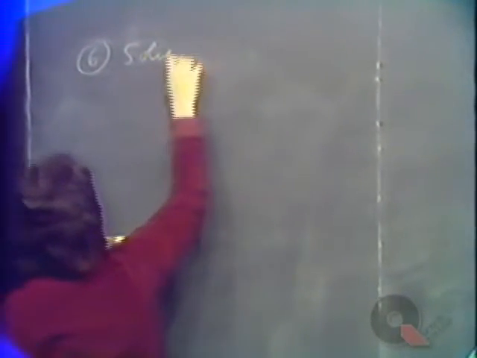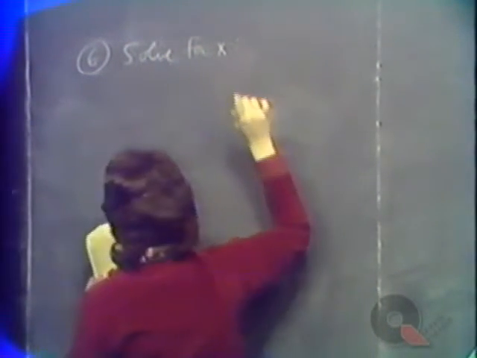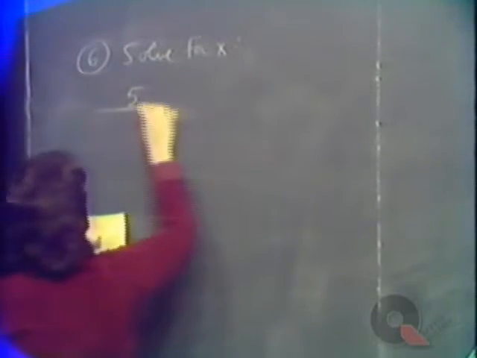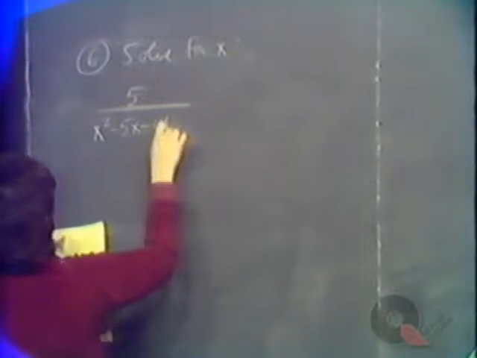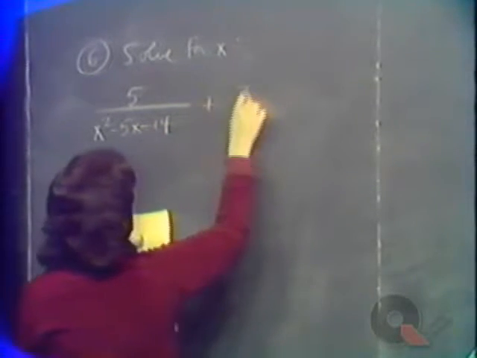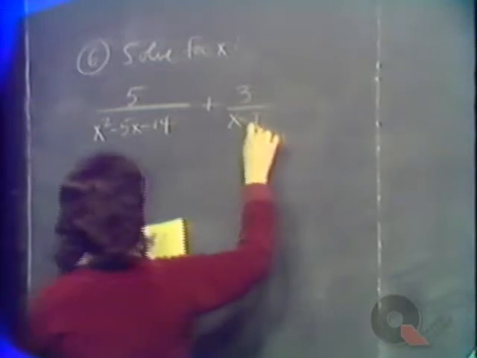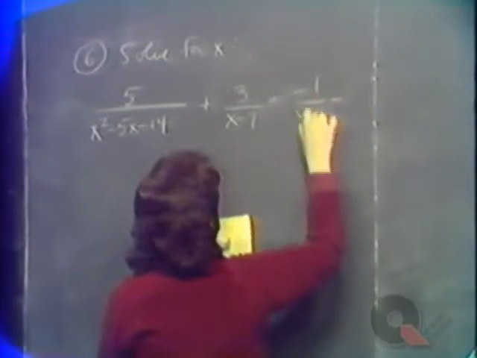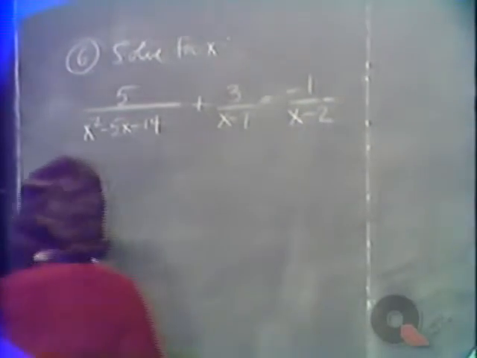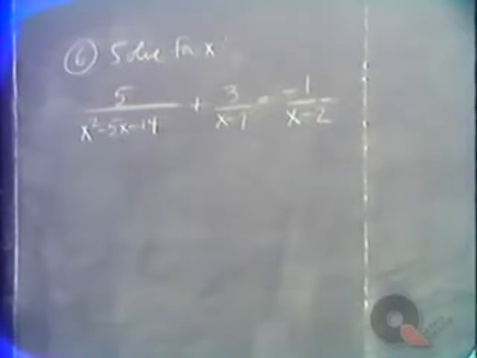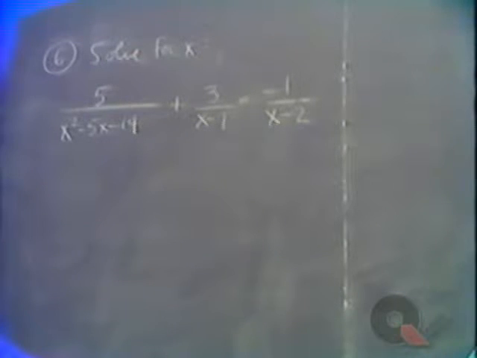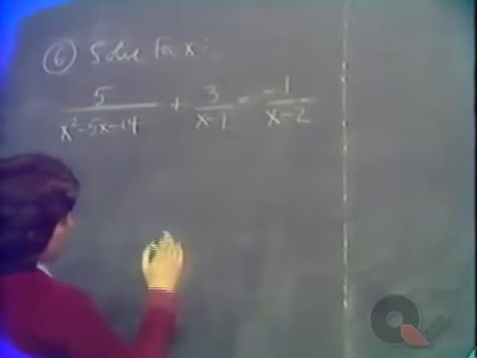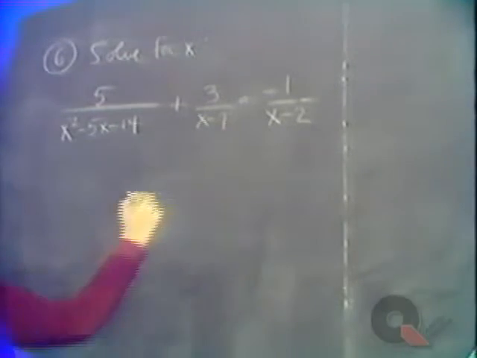In 6, we want to solve the following equation for x. 5 over x squared minus 5x minus 14, plus 3 over x minus 7, equals minus 1 over x minus 2. Okay, and to start off, we see these fractions. We'd rather not deal with them, so we're going to try to clear fractions by multiplying both sides of the equation by the LCD. To determine that, we'll have to factor each denominator completely.